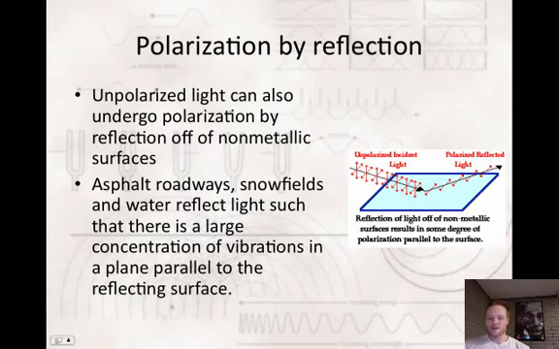Unpolarized light, such as sunlight, can undergo polarization by reflection off of non-metallic surfaces. Roads, snowfields, and water reflect light, and there's a larger concentration of vibrations in the plane parallel to the reflecting surface. That sounds kind of complex, but bear with me here. If this is the sun, and I draw the sun here, it's supposed to be a sun. The sun's always happy, it seems like. It's shining light, and it's hitting, I'm going to put a boat here, we'll say this is water. The sun is shining its light. This is all unpolarized light. It hits the water, and the majority of the reflected light is polarized into the horizontal direction.